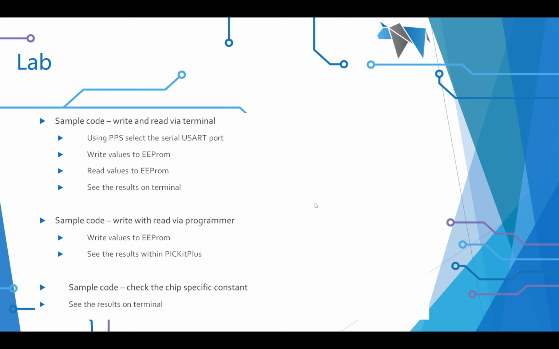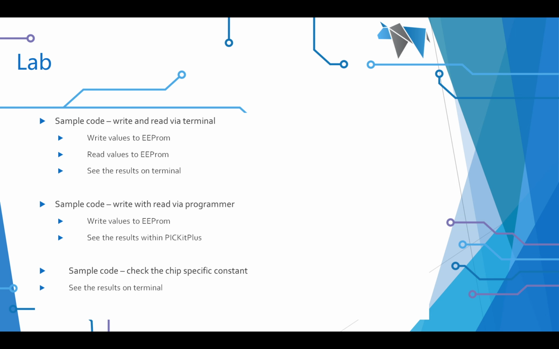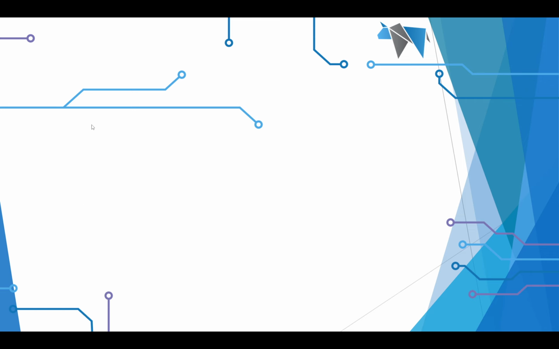So in the sample code, we will read and write to EEPROM, and we're going to put the results on the terminal. Now I'm going to take that out because that sets up the PPS. PPS is not legacy. So we're going to write some values to the EEPROM, read the values back and see the results on the terminal. Then we can check out some chip-specific constants as well. Let's get the program up.